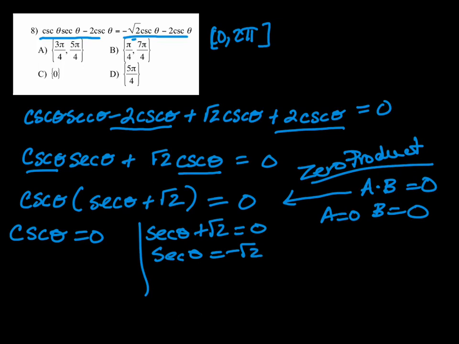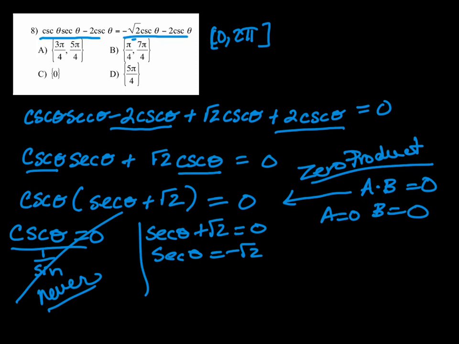Now, where is cosecant equal to 0? Well, remember, cosecant is 1 over sine. So that means it would have to be where, well, actually, it could never be equal to 0, right? And you know how to graph cosecant, right? It is never equal to 0. So that's a never on this side. And let's see what we get over here.